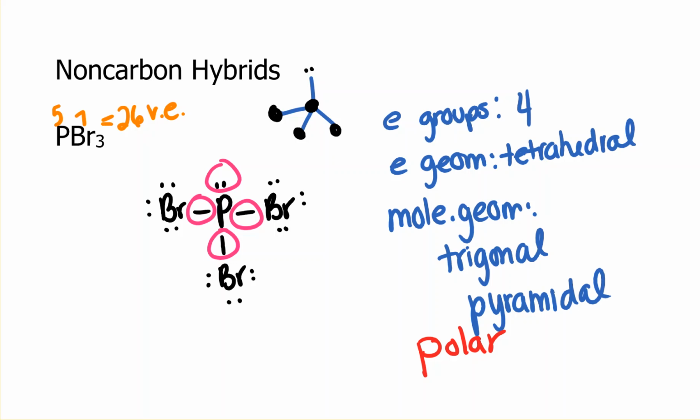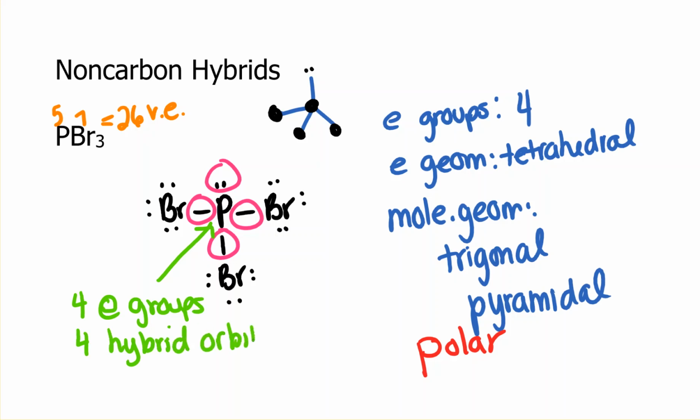Okay, now let's talk about our new part, and that is the hybrid orbitals. So for the hybrid orbitals, we're always going to be looking at the central atom again. And you start with the number of electron groups. I have 4 electron groups. Therefore, I have 4 hybrid orbitals.